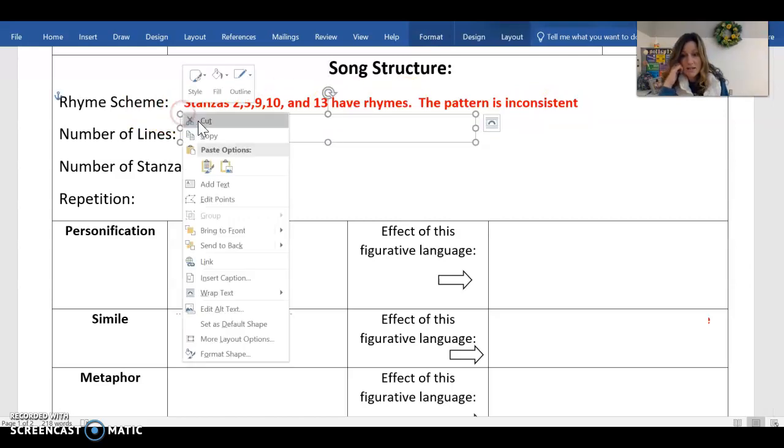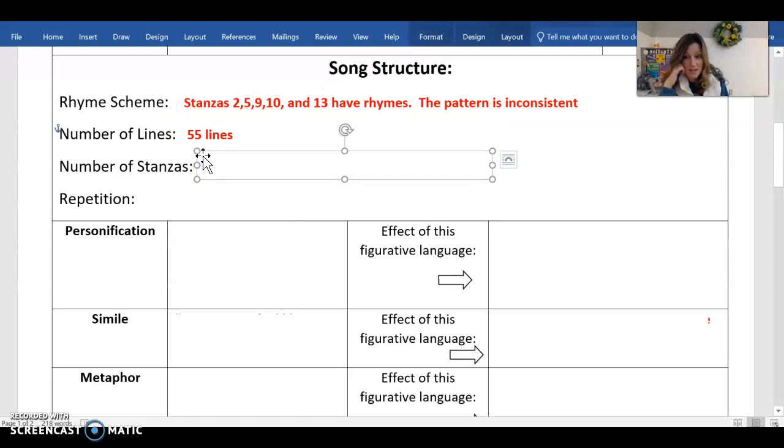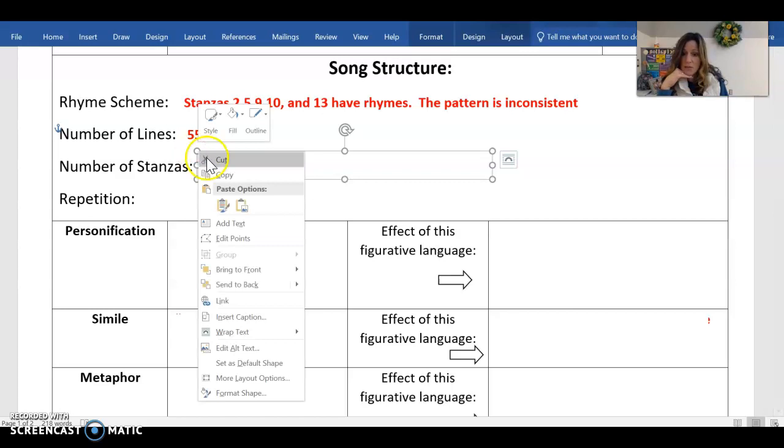Number of lines, there are 55 lines. That's a long song, okay? A lot of these songs are pretty long. Some of them I actually shortened. You'll see it says excerpt because they were too long, and I took some of the repetition off of the end of the song to make them a little shorter.